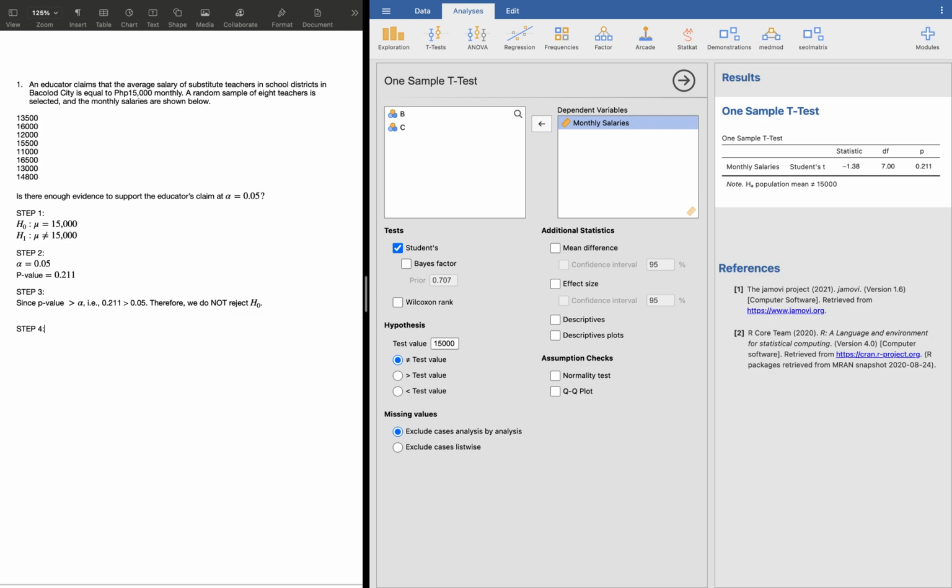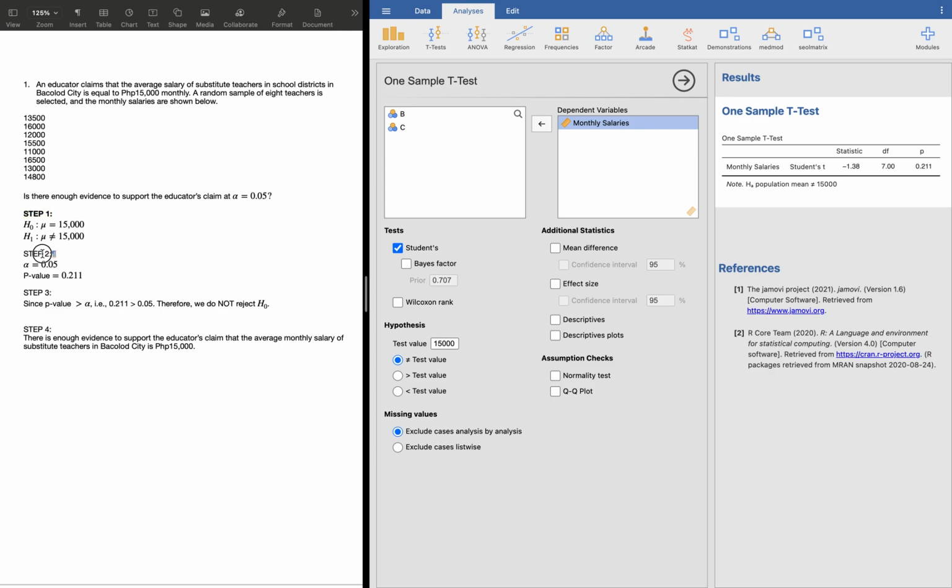Since we will not reject the null hypothesis, what can we say then? The null hypothesis said that the monthly salary of teachers is 15,000 and does not change. Since we did not reject it, we say in step four that there is enough evidence to support the educator's claim that the average monthly salary of substitute teachers in Bacolod City is indeed 15,000 pesos. And that's the end of our steps.